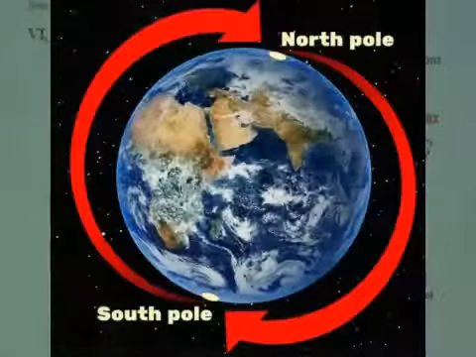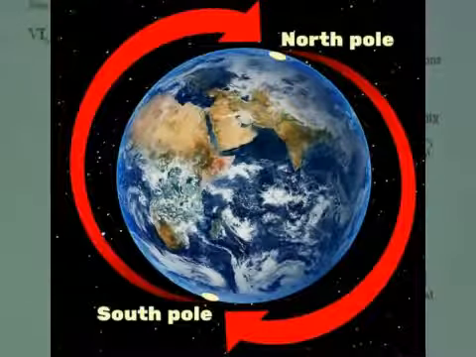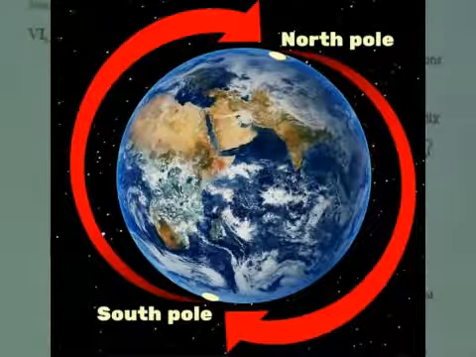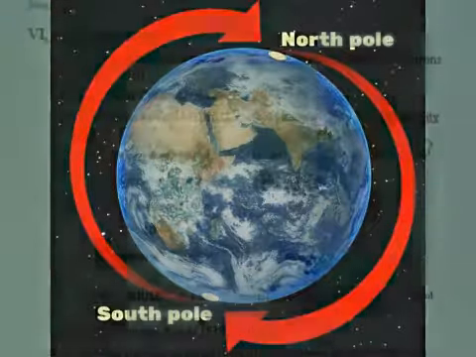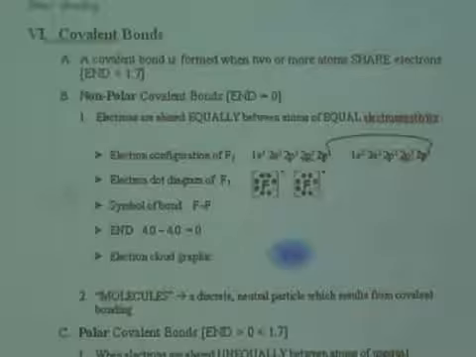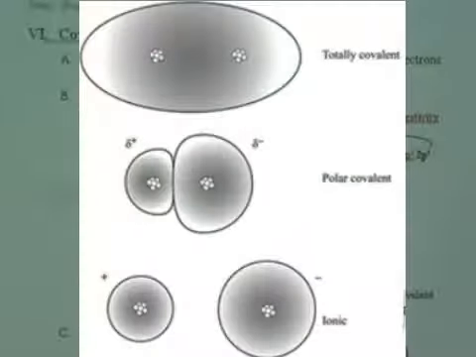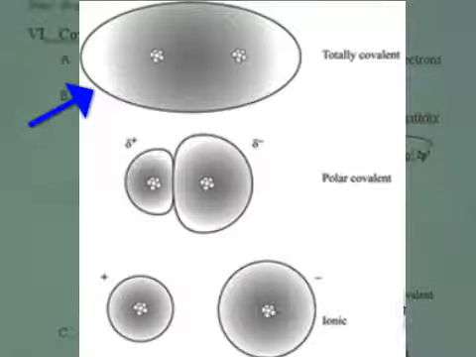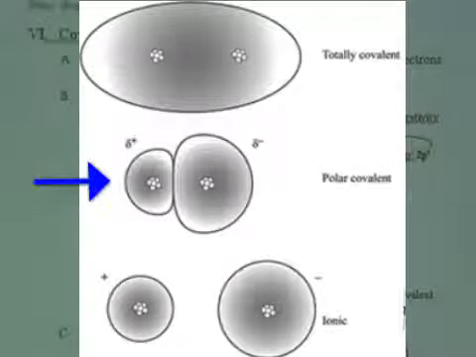The Earth has a north and south pole. That means the Earth is polar. It has an alignment that's different from one side to the other. When electrons share, the alignment of that sharing is not necessarily the same. The sharing can be equal between two atoms, or it can be unequal between two atoms, and that's what we're going to explore now. With a nonpolar bond, the electronegativity difference is zero.